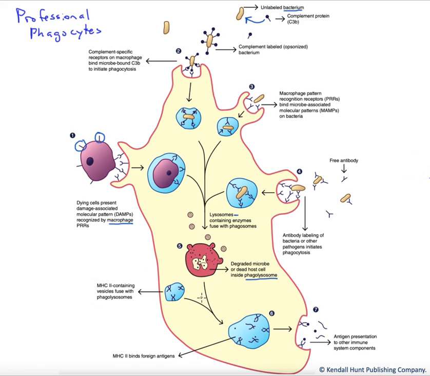Now, in the case of the macrophage, they have MHC2 containing vesicles that will further fuse with the phagolysosome. In this case, binding those foreign antigens and presenting them on the surface of this cell to initiate activation of other immune system components, specifically the T cells. So the macrophages are antigen-presenting cells.